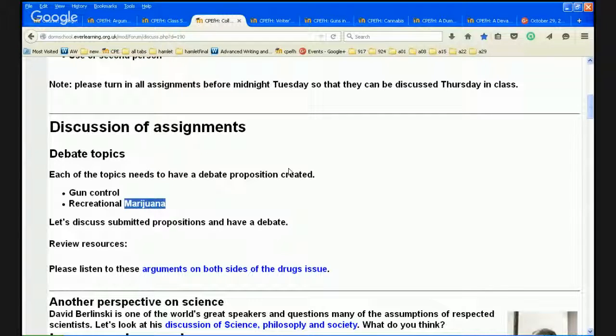Would you like to take the pro gun control? Oh, no, we've left the gun control behind because nobody's interested enough. Would you like to take the anti marijuana legalization? Happily. But the question is, how are we going to form the proposition?